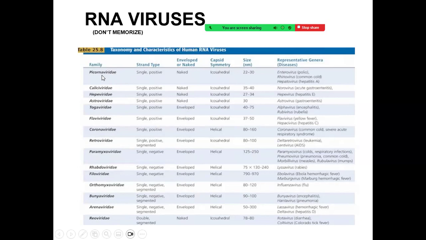Picornaviridae is the number one family of viruses that cause the human cold. This is also the family of virus that causes hepatitis A and polio, as well as some cases of gastroenteritis. You can know just by all the different diseases that we spoke about that this family is very large and very diverse, more diverse than any other family of virus I know. I don't know if it's the most, but of all the virus families I know, this is the most diverse.